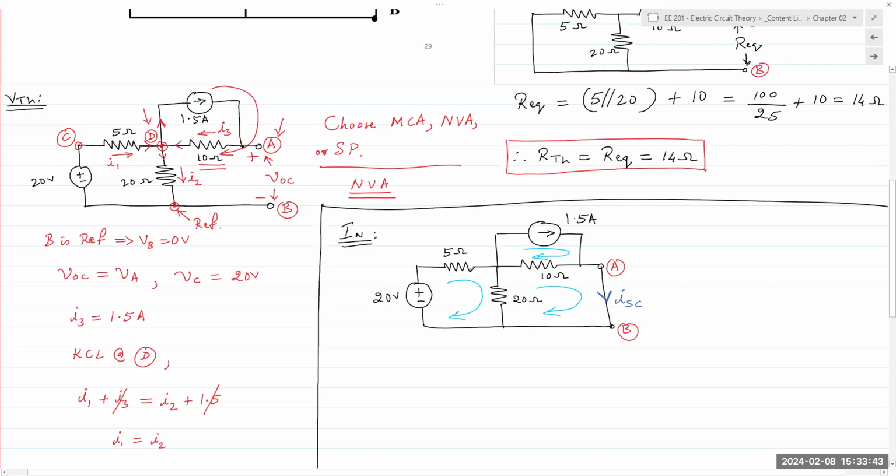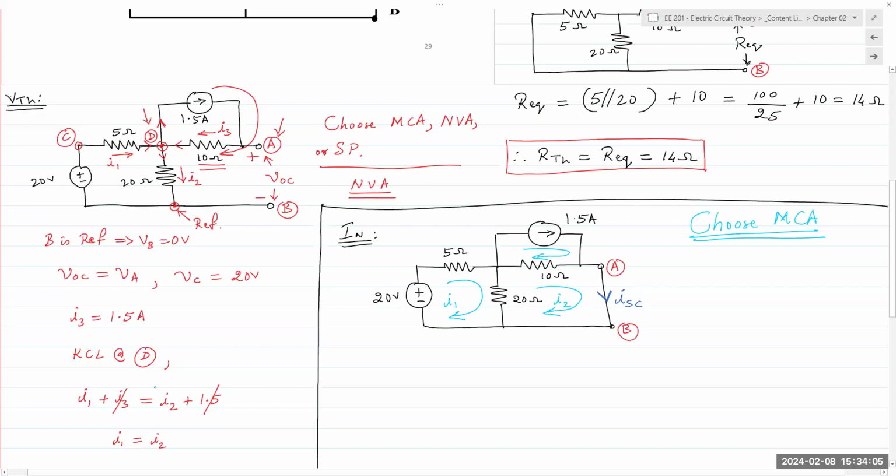And because we have a current source in there, oh, sorry, should have started off with this. I'm going to choose MCA, mesh current analysis, to solve this. Okay, I choose MCA, but you can choose node voltage. You can choose anything else you want.